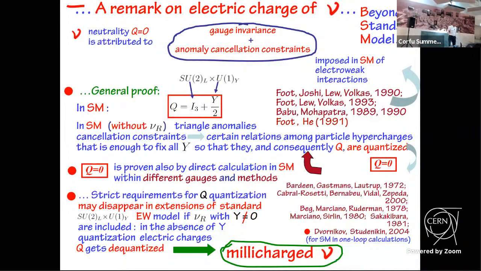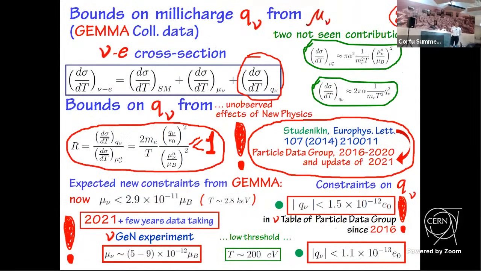It is not excluded theoretically that neutrino can be a milli-charged particle, and there are a lot of efforts to constrain this value. Some years ago, I analyzed the GEMMA collaboration data on cross-section and added an additional term, the third one in this cross-section, that accounts for the possible effect of neutrino milli-charge. And from the GEMMA data, I obtained the upper bound for the milli-charge of neutrino at the level of 1.5 times 10 to the minus 12. And this bound is included in the neutrino properties by the Particle Data Group.